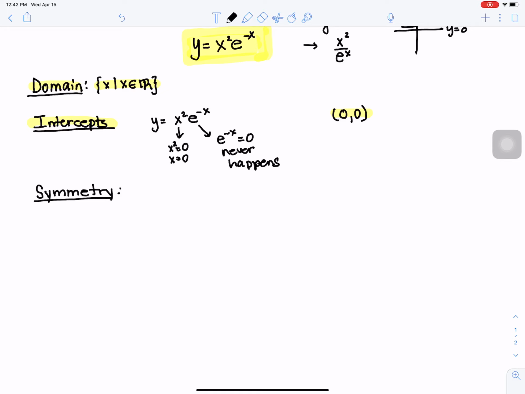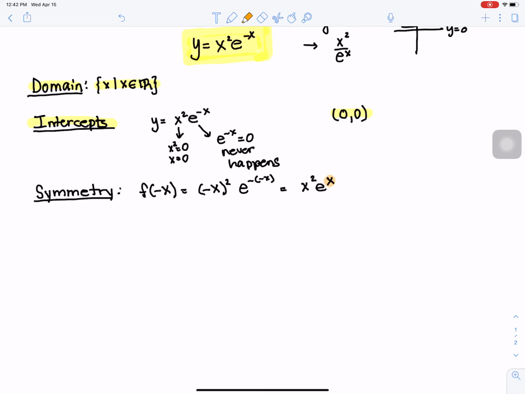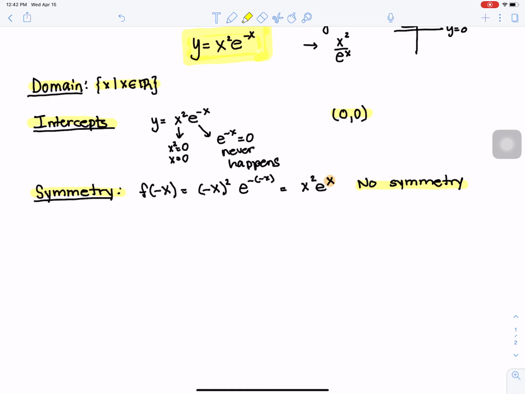When I want to calculate the symmetry, I'm going to compute f of negative x and compare it to the original function. So negative x squared e to the negative x, which is x squared e to the x. Now the thing is that when you look at the exponent on the e term, this is a positive x. There's no way you can revert back to that negative sign, so there's no symmetry here. It's going to be a clear-cut odd or even, and if it's not, it's just clearly no symmetry. So there's no way to gain back my original function.